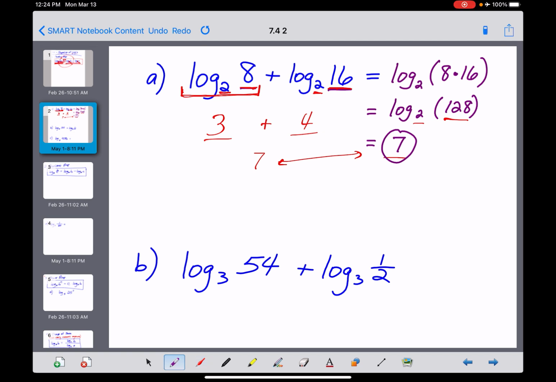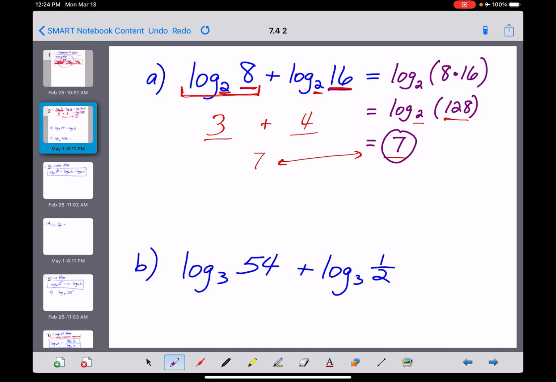The first way that I did it in purple is using the property that we just learned. But every good mathematician should be a little bit skeptical of any new formula that they learn, and they should be saying, prove it to me that it actually works. So we did it a second way in red there that required not new information from 7.4, but stuff that we learned back in 7.3.